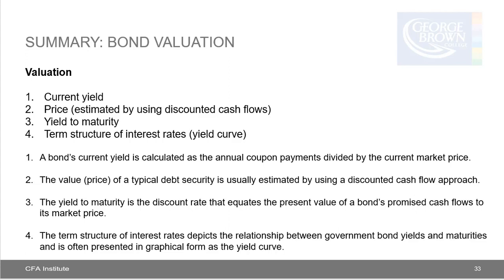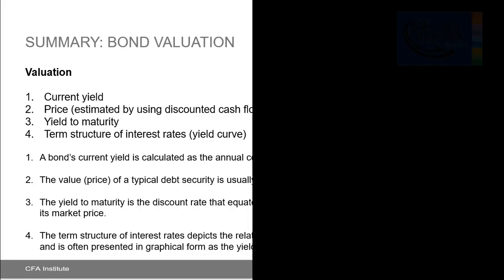Okay. Moving on to yield to maturity. The yield to maturity is the discount rate that equates the present value or price of a bond's promised cash flows to its market price. Okay. And finally, the term structure of interest rates, the yield curve. The term structure of interest rates depicts the relationship between government bond yields and maturities and is often presented in a graphical form as the yield curve.